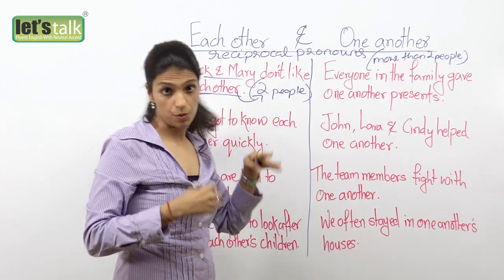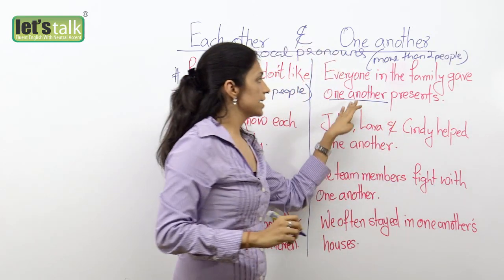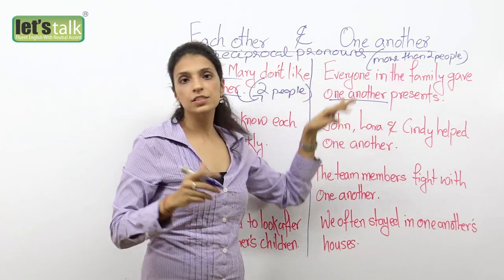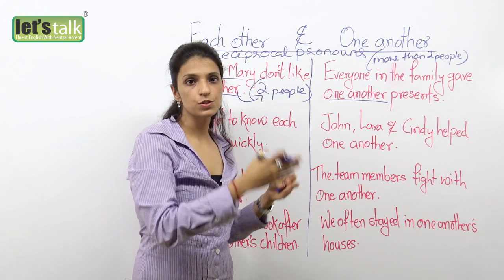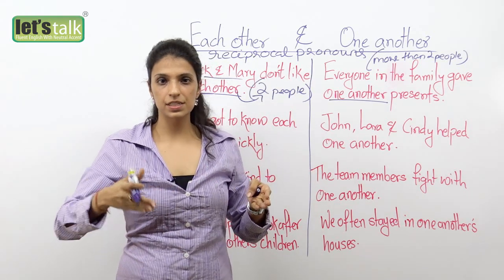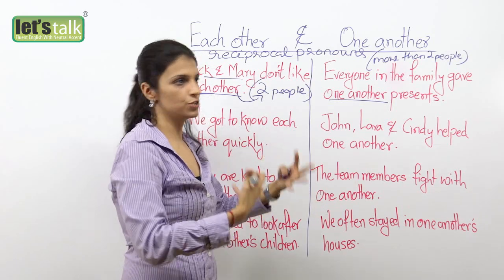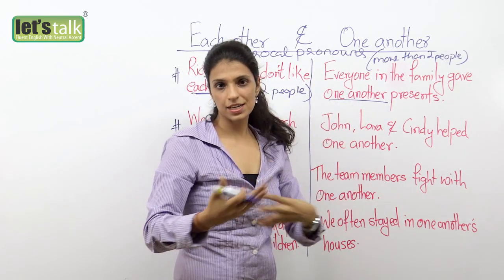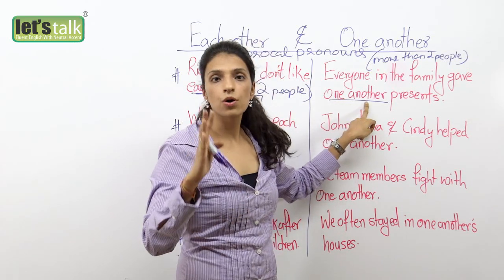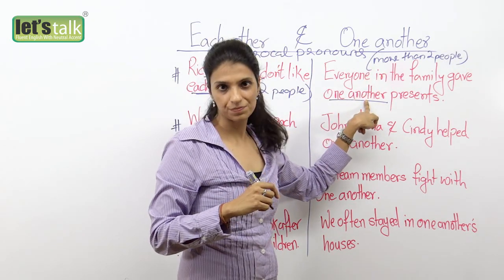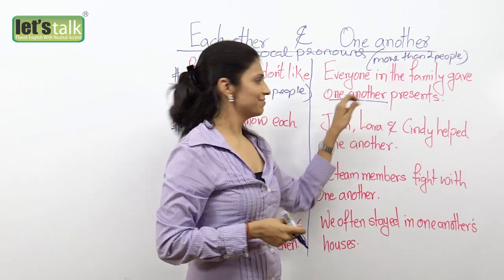But when I say everyone in the family gave one another presents, now I'm assuming the family consists of more than two people, so probably mother, father and two kids. So they gave one another. So A gave B a present, B gave C, C gave D, A gave C, C gave B, and the exchange happened. So it was reciprocal. They exchanged with one another. They gave one another presents. More than two people, one another. If you say each other, that is also okay.